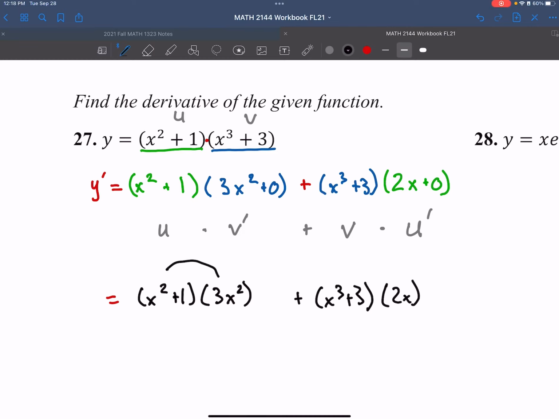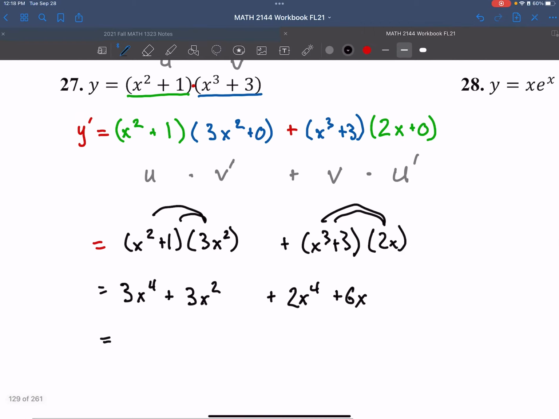So I'm going to distribute this, so I end up with 3x to the fourth plus 3x squared plus, distributing here, 2x to the fourth plus 6x. So when all is said and done here, we'll have y prime is equal to, let's see, 5x to the fourth plus 3x squared plus 6x.